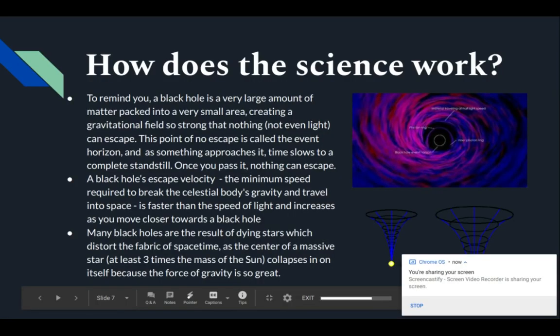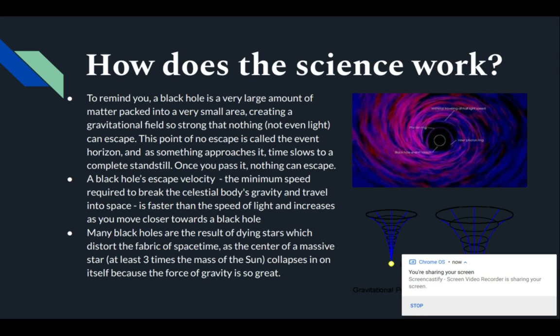How does the science work? As we learned, a black hole is a very large amount of matter packed into a very small area, creating a gravitational field so strong that nothing can escape from it, not even light. This point of no escape is called the event horizon, and as someone approaches it, time slows to a complete standstill. Once you pass it, nothing can escape.